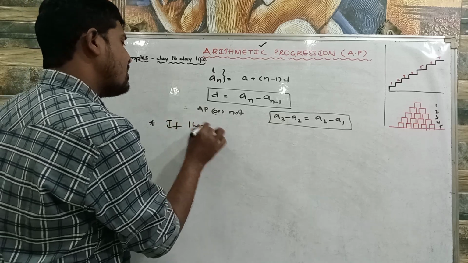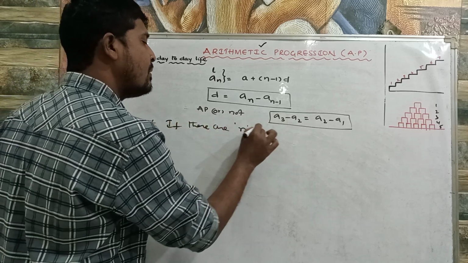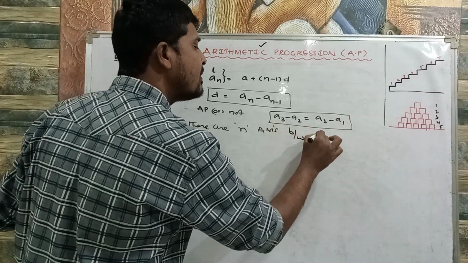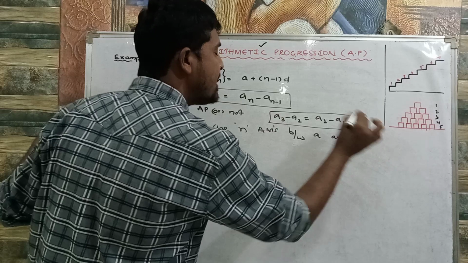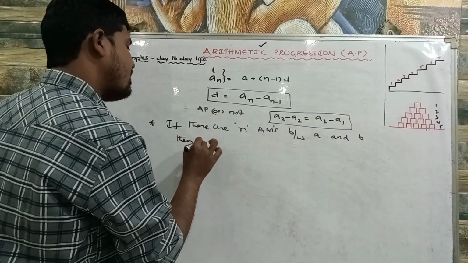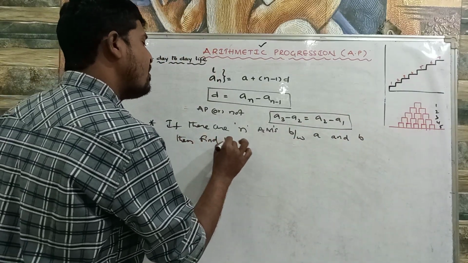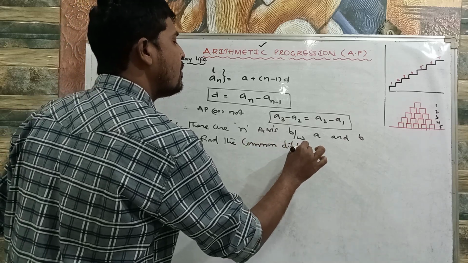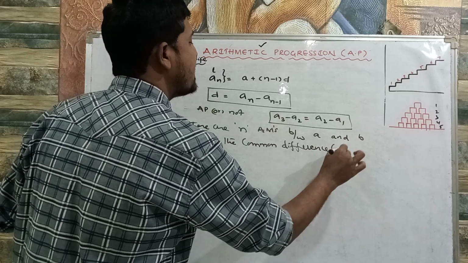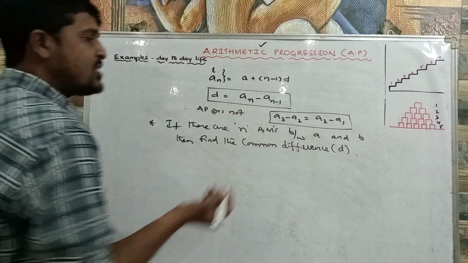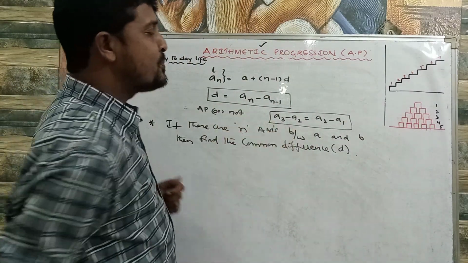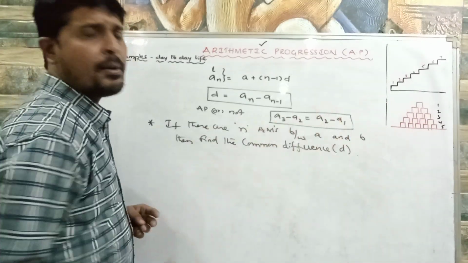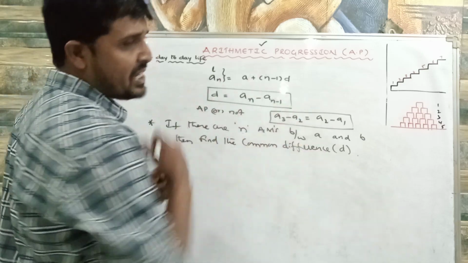If there are n arithmetic means between a and b, then find the common difference d. So what is the question? There are n arithmetic means between a and b. That means there are n terms between a and b. Then we have to find d.